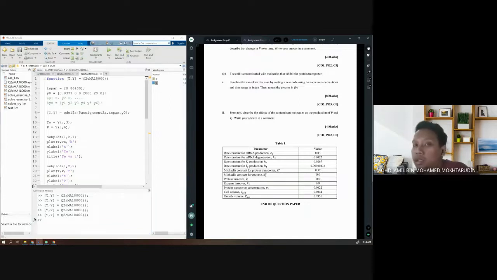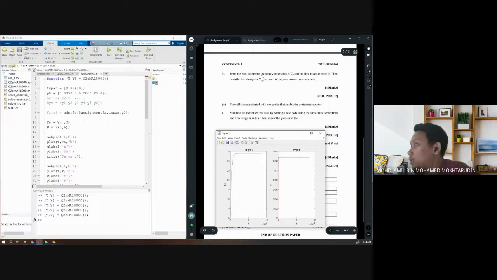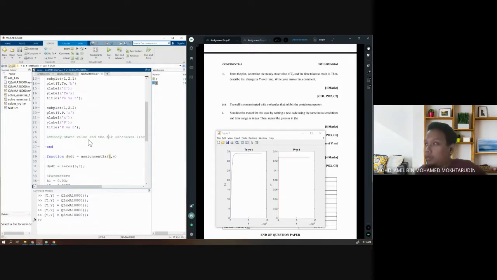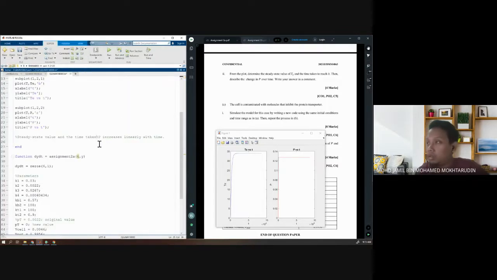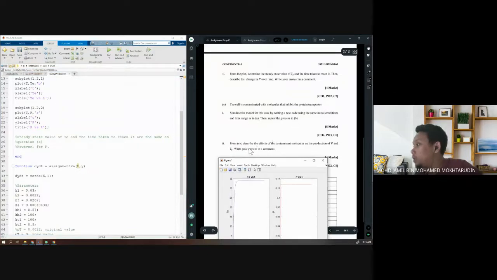Okay. And we get some results. And then, as in B, you also need to determine the steady state value of TE and so on. So the steady state of TE is the same, about 34, 35. The time taken is also the same. So you can just state the steady state value and the time taken are the same as question A. The questions B and C number 2 are basically the same thing.